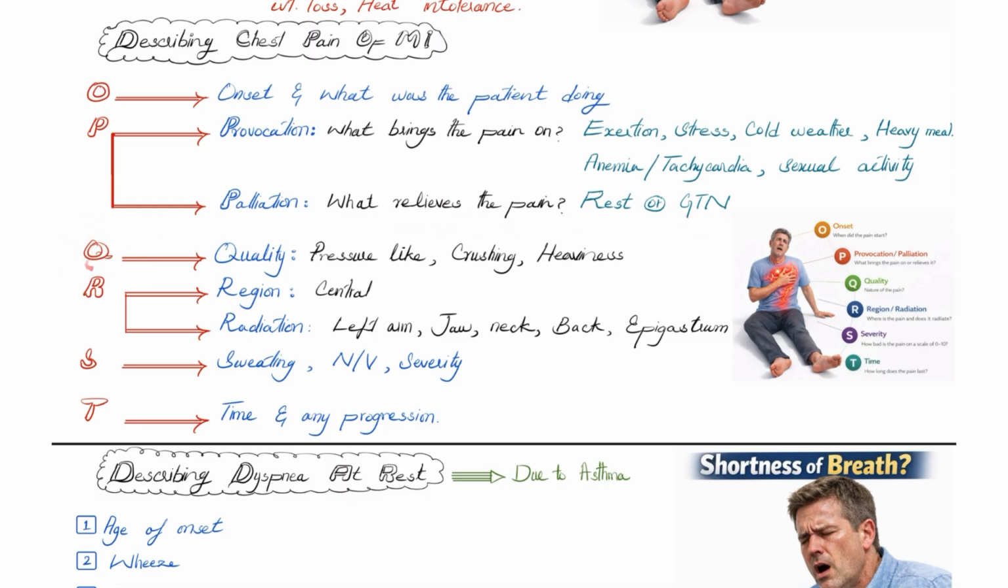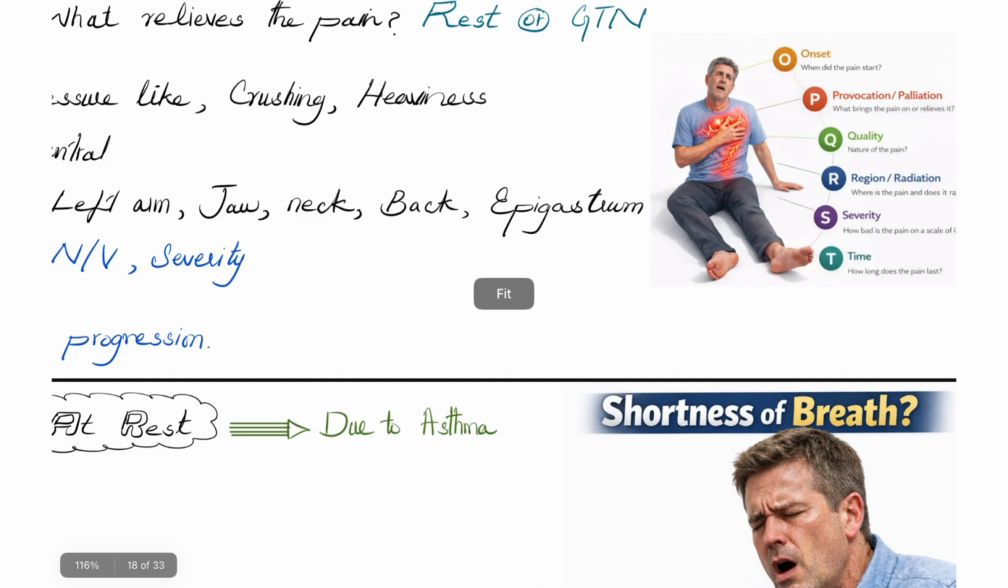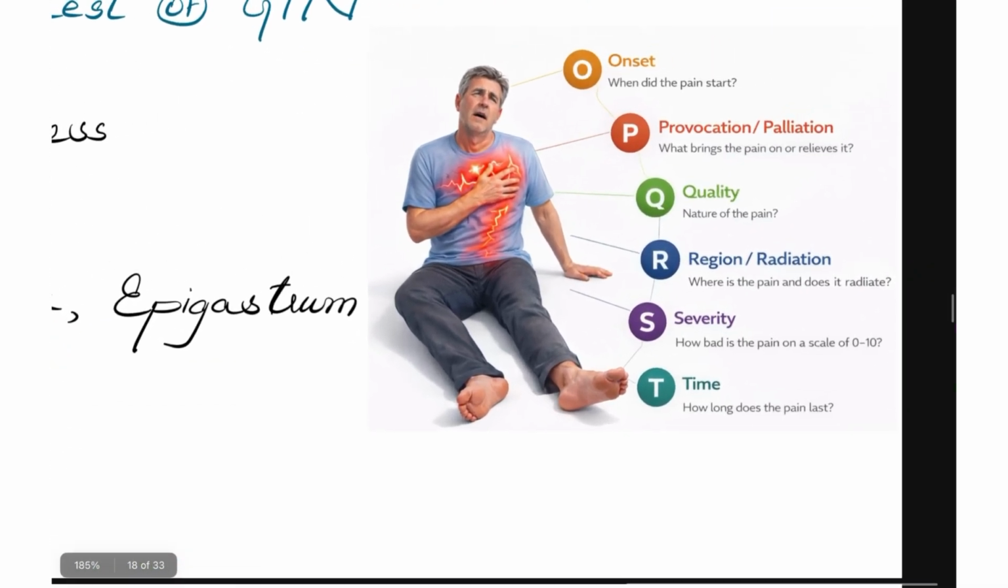Then quality of pain, it can be pressure-like, crushing or heaviness. Then ask about region. In case of myocardial infarction, the pain is central and retrosternal. Then radiation to the left arm, jaw, neck, back, and epigastrium. Any associated symptoms like sweating, nausea, and vomiting, and ask about the severity of pain, then the duration of pain, and ask about any progression. The summary of describing chest pain due to myocardial infarction is shown in this picture.